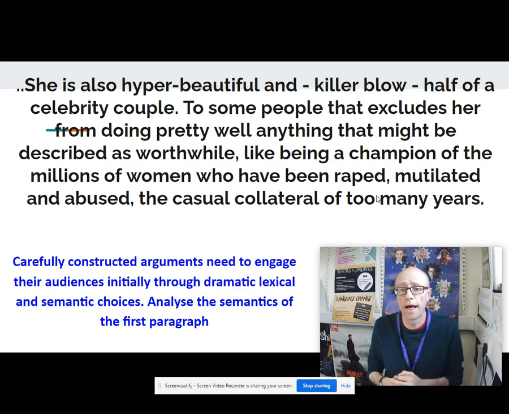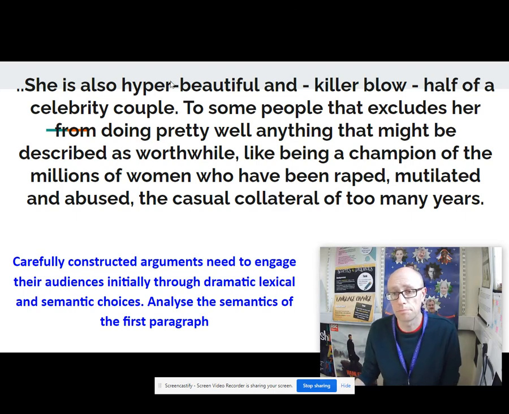Now, as I've put there, if you're going to construct a careful argument and engage your audience, you've got to use quite dramatic lexical and semantic choices, at least initially. So what have we got here in terms of lexis and semantics?